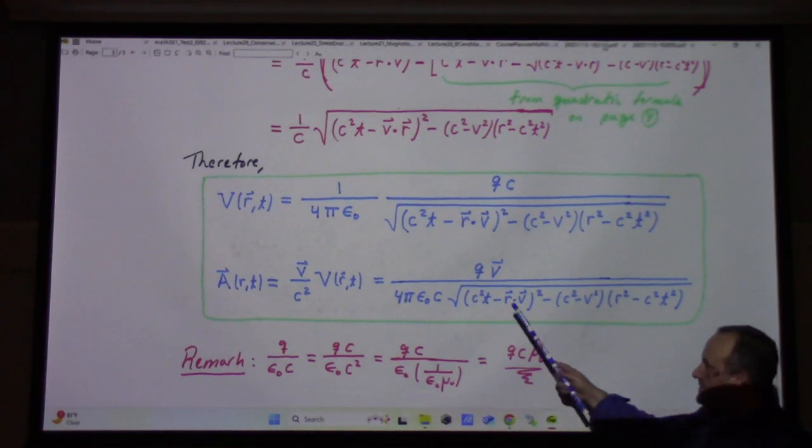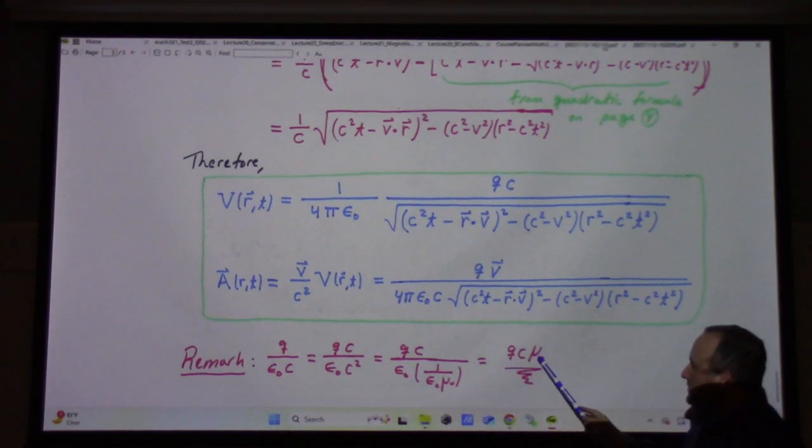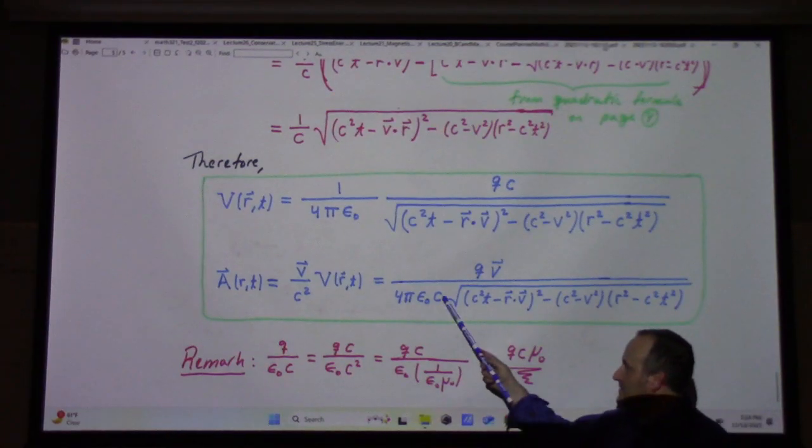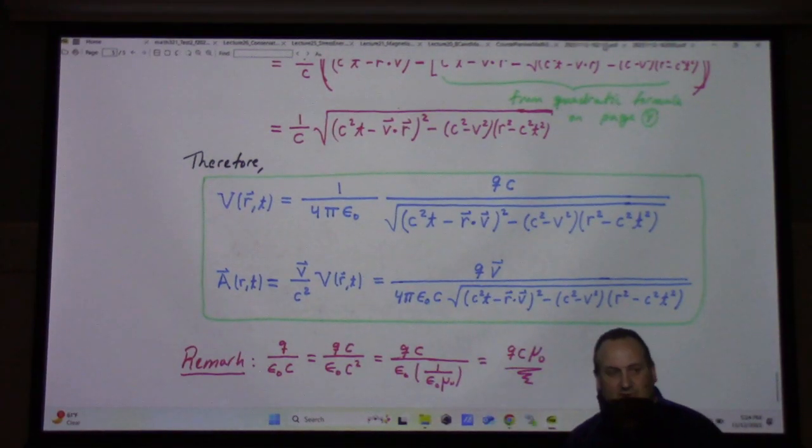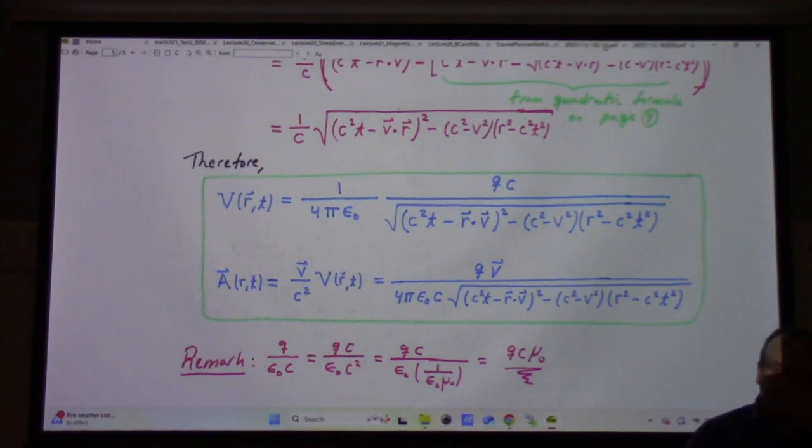And he writes this constant in terms of qc mu naught over 4 pi, because he doesn't like to have the epsilon naught c downstairs for some reason. Anyway, that's great. What are the electric and magnetic fields? You see what you'd have to do to find E and B from this, don't you?